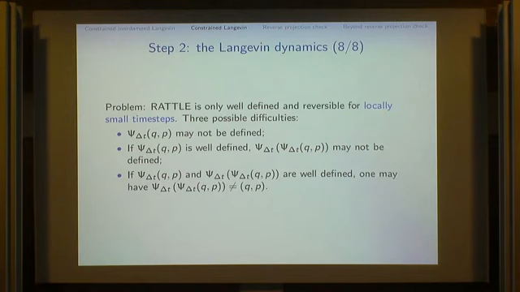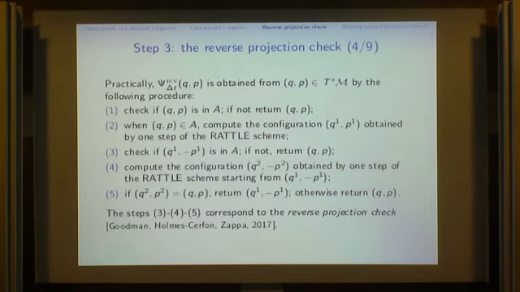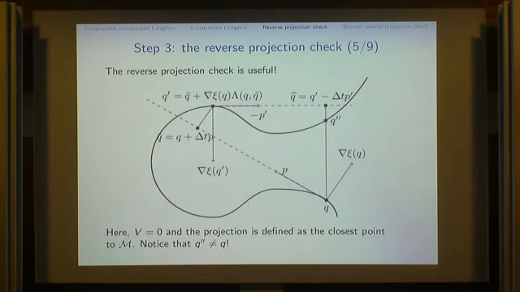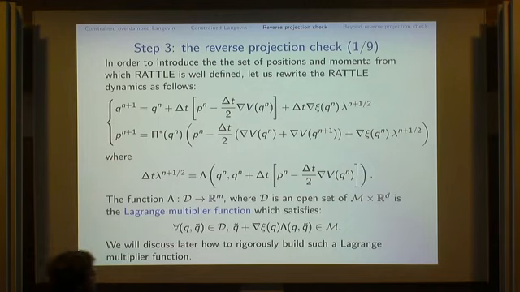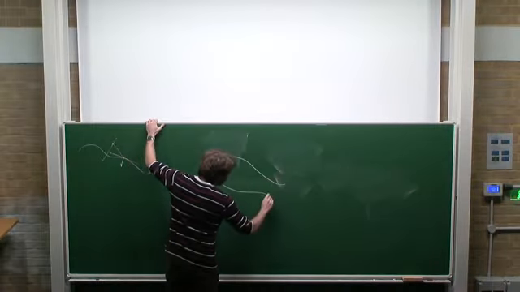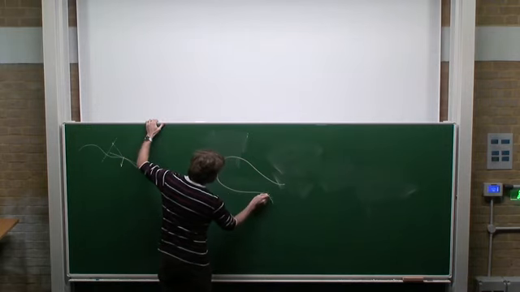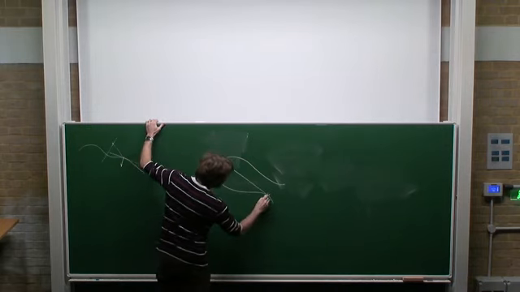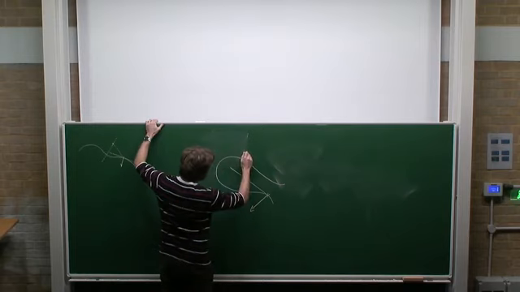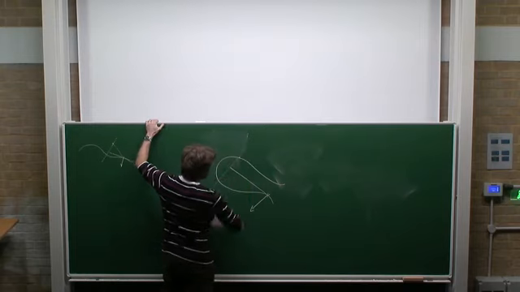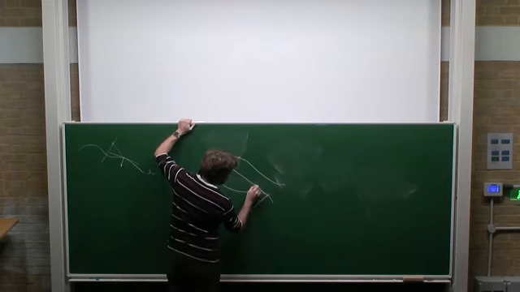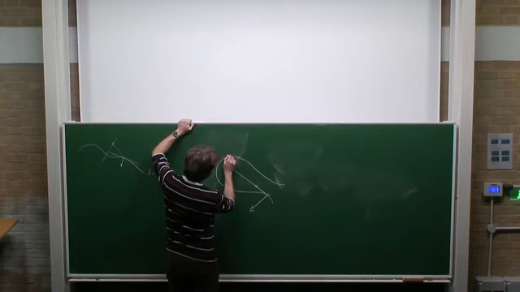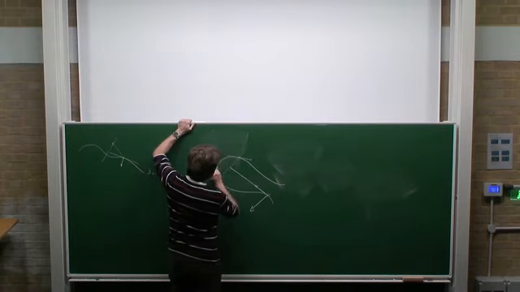Let me explain it on the blackboard, it would be easier. You may be in a situation where you start from a point, you go for some time without constraints. This is the gradient of psi, so you project somewhere. This will be my next point. So this was q and p. This is the new p, if you want. You reverse it, and you go back.